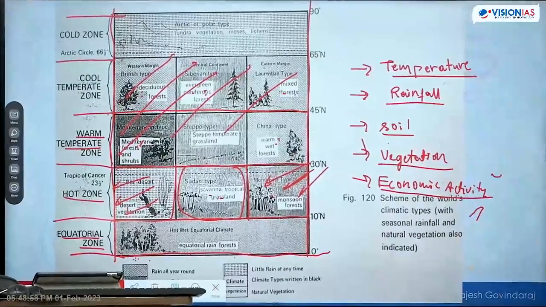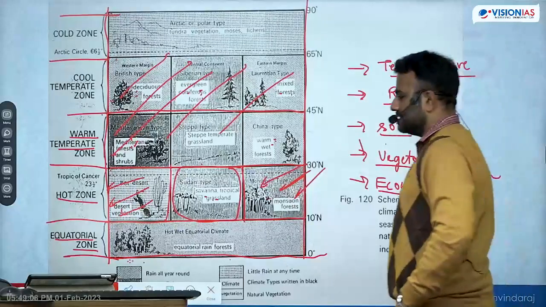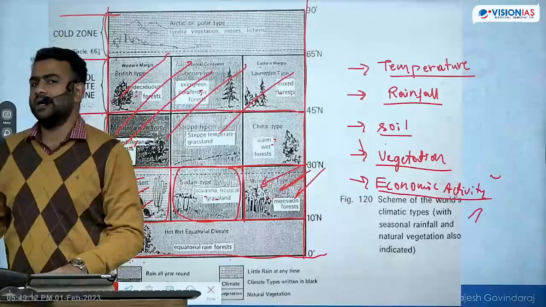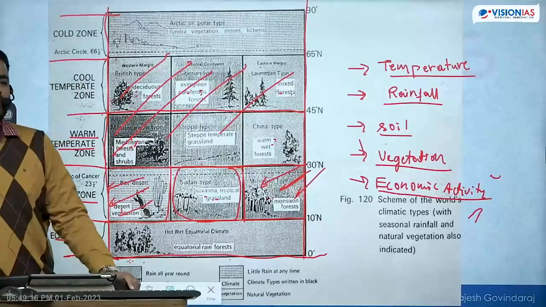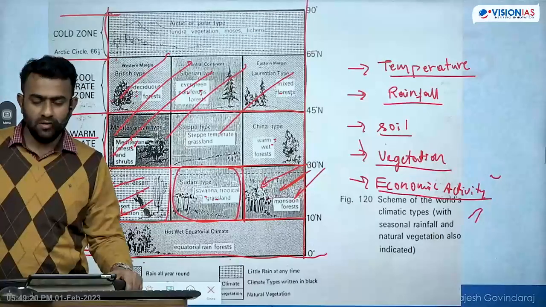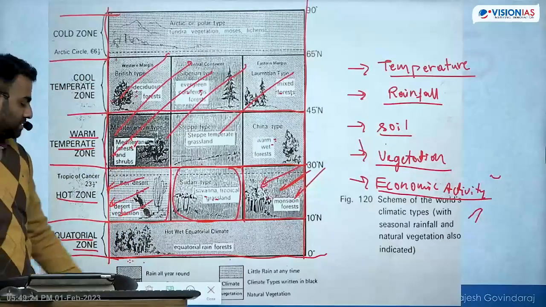So each of these climatic regions has its own temperature, rainfall, soil, vegetation and economic activities. That is how we define each of these climatic regions. Now, each of these climatic conditions is very strongly prevalent in particular parts of the world. In particular parts of the world we have very strongly existing conditions. Let me just show.